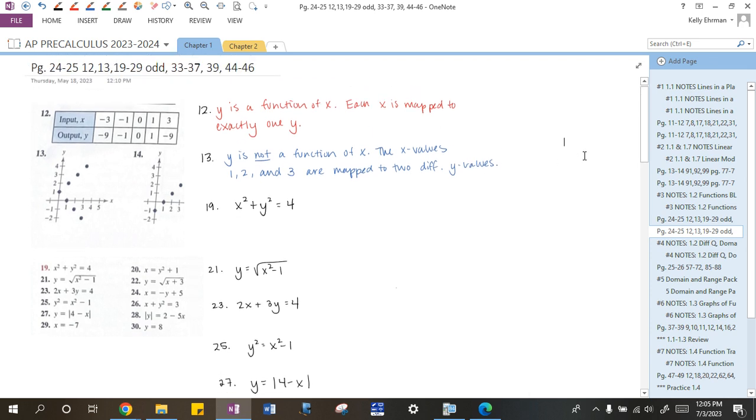And I didn't rewrite my first few here, but looking at the inputs and outputs, number 12, yes, this is a function. Y is a function of x because every x is mapped to exactly one y. So that's using our definition of a function. For 13, you can see that for several of these values, each x has two y values that it's paired with, so y is not a function of x. The x values 1, 2, and 3 are mapped to two different y values.